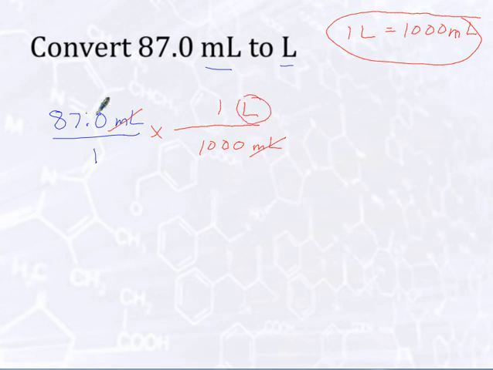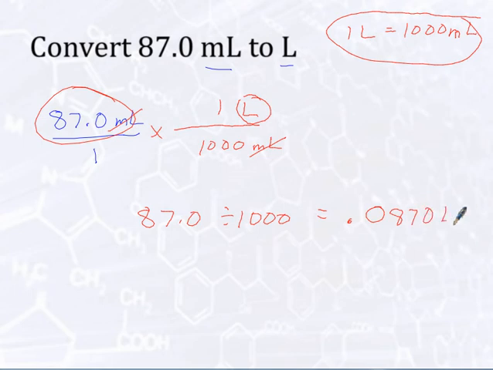So I put 87.0 in my calculator and I move on down the road and I say, okay, the 1 is on top. If you multiply by 1, it's still the same number. And I look at the bottom, it's 1,000. Since this is in the denominator, or in the bottom of the fraction, I'm going to divide by 1,000. So I take 87.0 divided by 1,000 and I get my answer of 0.0870 liters.